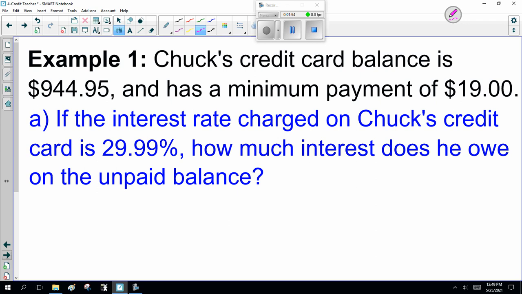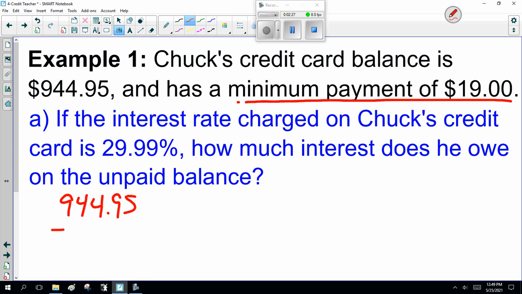Chuck's credit card balance is $944.95, and there's a minimum payment of $19. If the interest rate charged on Chuck's credit card is 29.99%, how much interest does he owe on the unpaid balance? First things first, this is assuming he doesn't pay it all off. But he does have a minimum payment of $19, which he has to make. So that's $944.95 minus $19, which is $925.95. That's what he will owe once he makes his minimum payment.